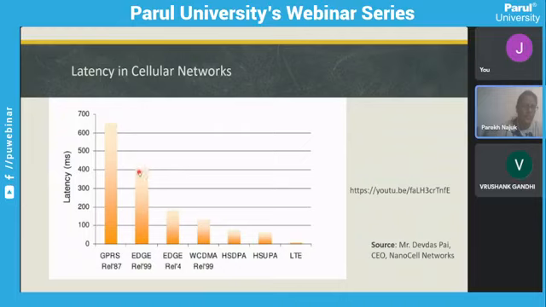Then there is the EDGE technology, that is 2.8, released in '99. It goes with 400. You can see how it is decreasing, from 650 to 400, after that 400 to 250, about 180. Then WCDMA, HSDPA, HSUPA, and LTE, which you are currently using. Latency is in milliseconds. That means there is no glitch.